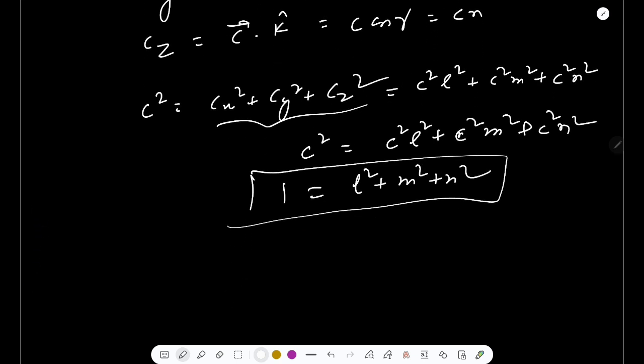And this is a familiar geometrical relation, that the sum of the squares of the direction cosines, these L, M, N, which are called direction cosines of a vector. What we just got is that the sum of squares of the direction cosines of a vector is equal to unity, when the vector is, of course, in 3D, like here right now.